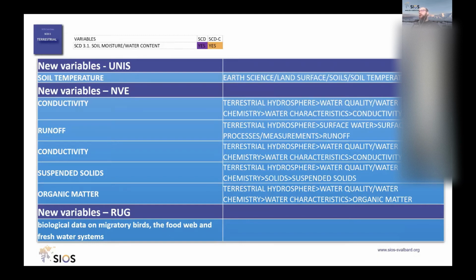For the terrestrial domain, as you see, we have only one variable now: soil moisture, water content, but some new variables are also proposed. The main problem with terrestrial and biodiversity measurements is that we cooperate very closely with COAT, and they are establishing their own repository. When it is ready, the SIOS data management system will harvest all these data sets, and then we will start a discussion about which of them should be tagged as core data. Then this list will be much bigger.